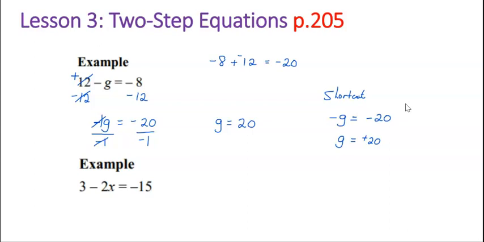So let's do one more on this page. 3 minus 2x is equal to negative 15. We can't touch that 2x. All we can do is get rid of the other term first. Again, we have a positive 3 here that we are going to subtract away. We need to do that term first. So we're going to subtract 3 on both sides.